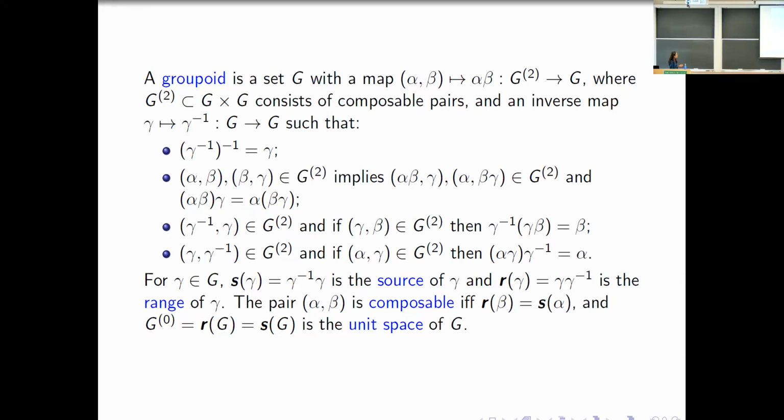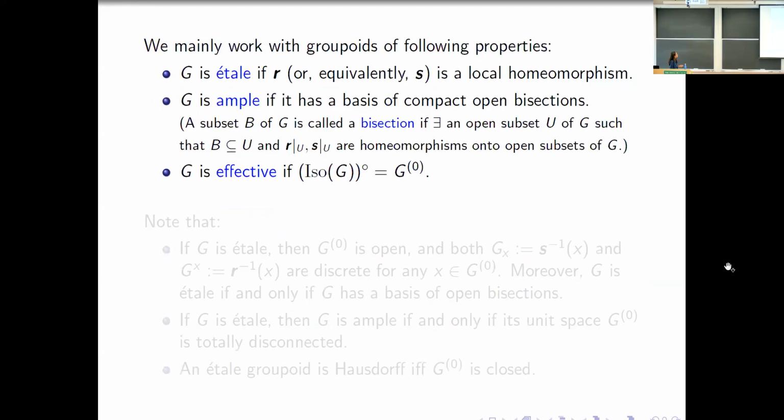The other important notion I need is that, once we have an element of the groupoid, we can define the so-called source map and range map, where you just compose gamma with gamma inverse, or gamma inverse with gamma itself. Another important notion we need for our purpose is the unit space of the groupoid. Basically, it's just the image of the source map of the groupoid, which coincides with the image of the range map. I will denote by G naught the unit space of the groupoid. So this is just a recap of the definition.